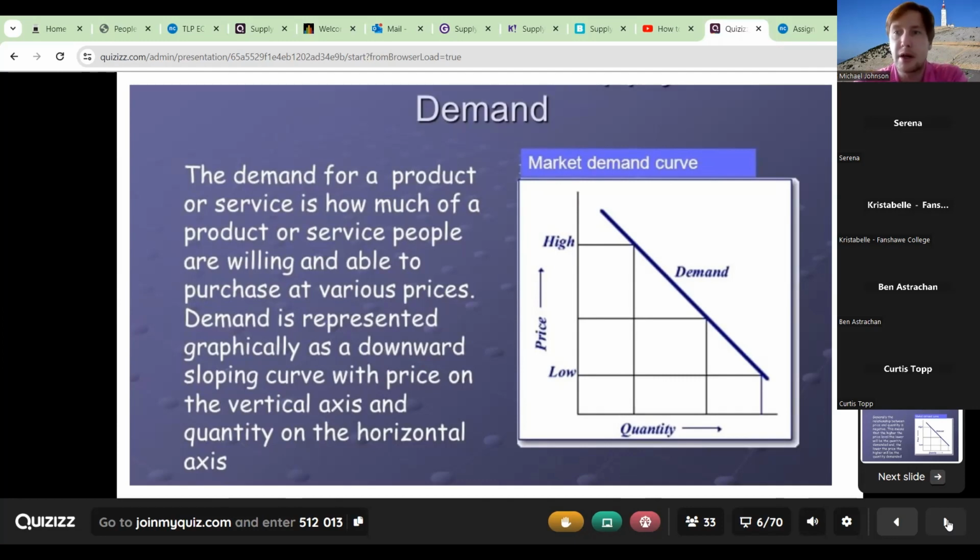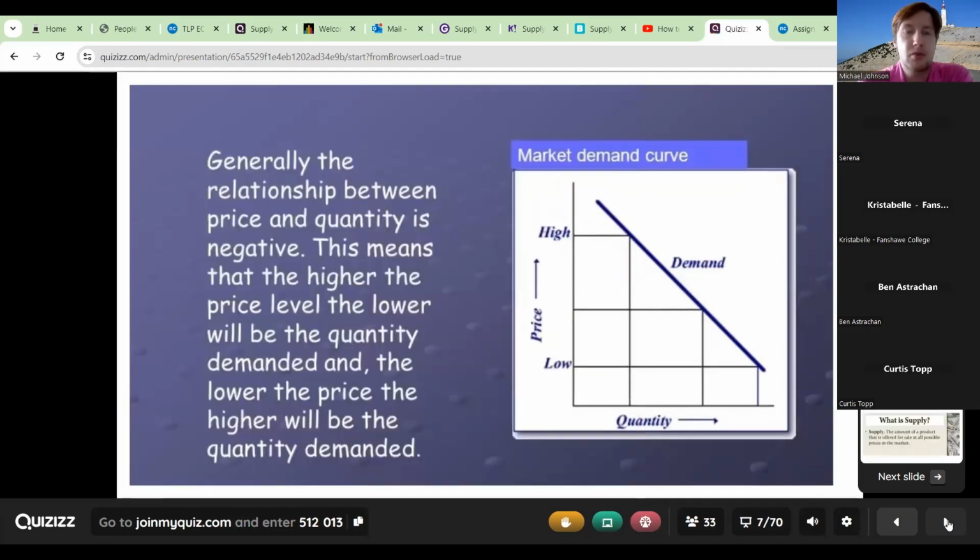It's called momentum trading. In that situation, they would keep buying if the price keeps going up. It's an effective strategy for growth stocks, but not really effective for a lot of other things. For stocks, it can be effective as a strategy sometimes. Generally, the relationship between price and quantity is negative. The higher the price level, the lower the quantity demanded, and the lower the price, the higher the quantity demanded.